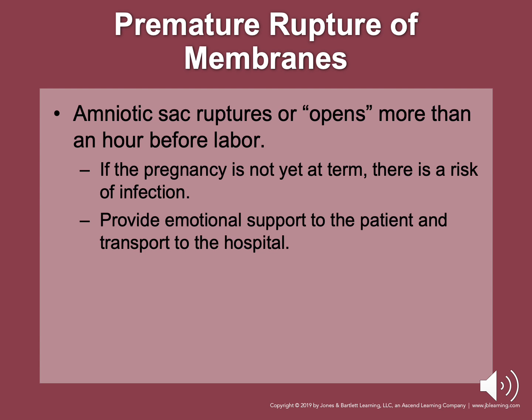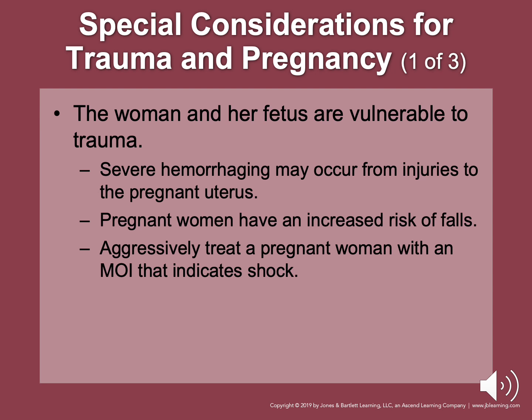All right, special considerations for trauma in pregnancy. The woman and her fetus are vulnerable to trauma. Severe hemorrhage may occur from injuries to the pregnant uterus. Anatomic changes during pregnancy have important implications for trauma. Relative redistribution of blood volume also occurs during pregnancy. Pregnant women have an increased risk of fall.